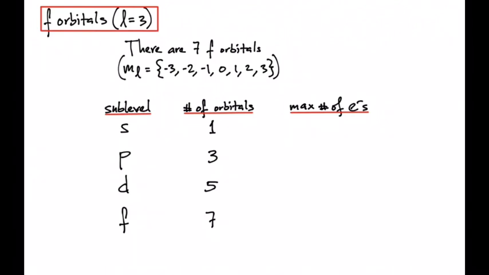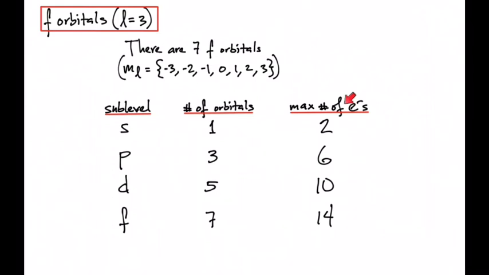Make sure you know how to determine the maximum number of electrons possible in each orbital or in each sublevel. For an s sublevel, the maximum number of electrons would be 2. For a p sublevel, the maximum would be 6. For d sublevel, a total of 10. And an f sublevel contains a maximum of 14.